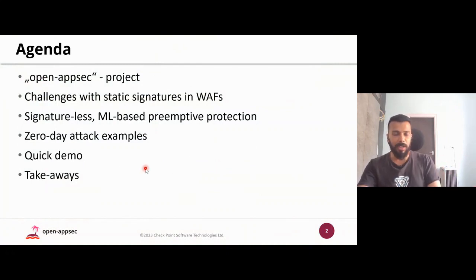Before that, a little bit of orientation. Here's the agenda of how we'll go about it. I'll give you a brief on the project. Then I will give you a preamble of why this project came about, the issues that we try to address by having this project open source. And then we'll talk about how this project does what it does. We'll talk about the fact that it's a signatureless kind of WAF.